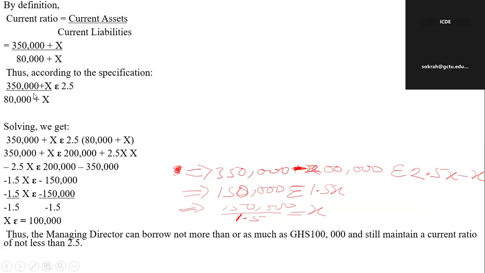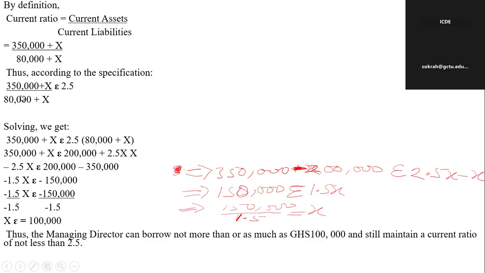You have to remove the denominator, the fraction must be removed before you can solve. How do you remove it? You multiply through the expression by the denominator 80,000 plus X. So you multiply the whole left-hand side by 80,000 plus X, and then you also multiply the right-hand side by 80,000 plus X. So that is what you see here.